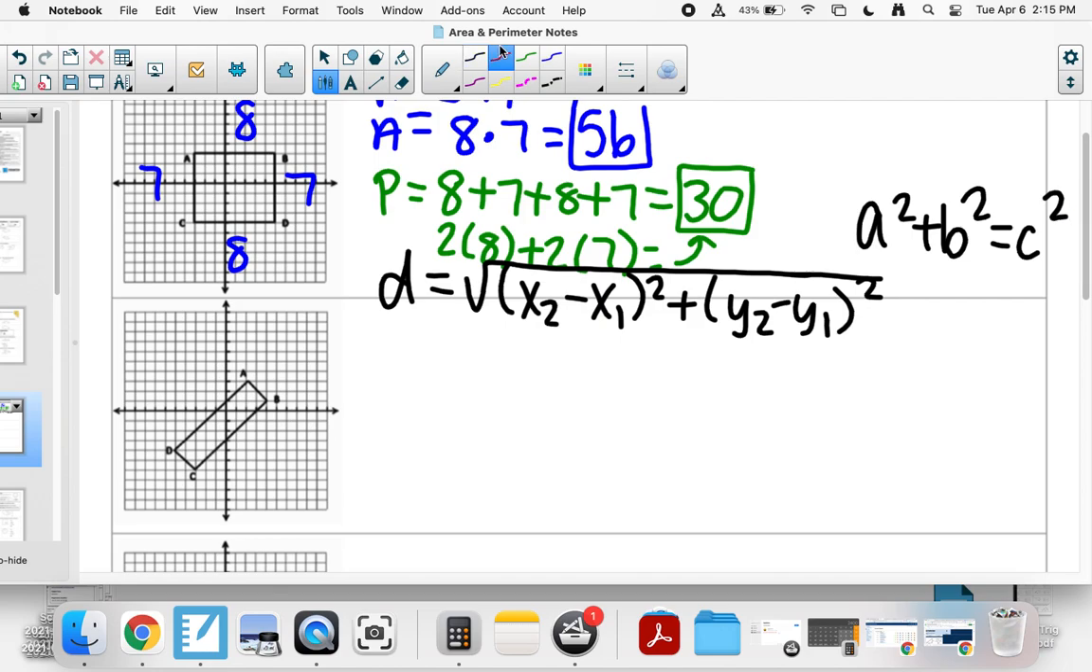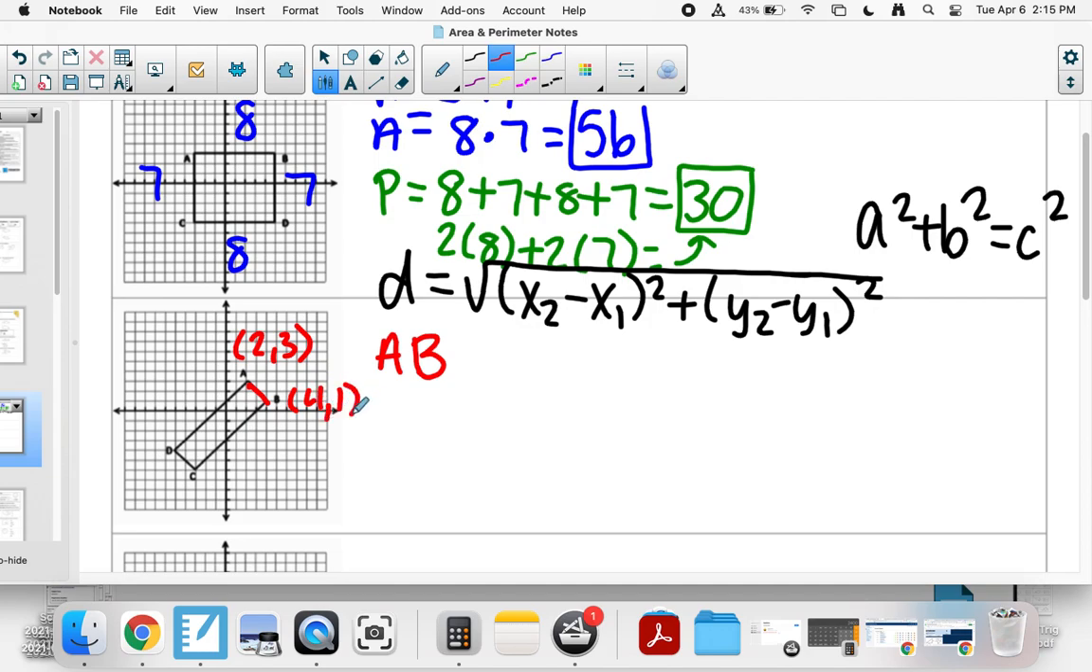If you want to use the distance formula, you have to find the coordinates of the points. So let's do the short one for distance. If I want to find the length of AB, we'll use the distance formula. So A is 2, 3. And B is 4, 1.